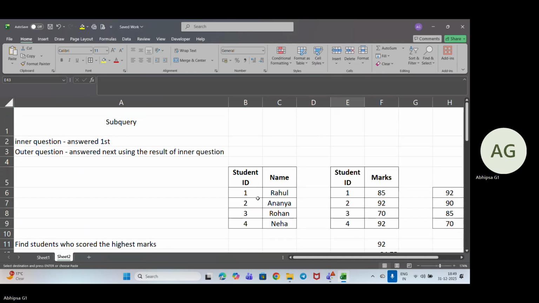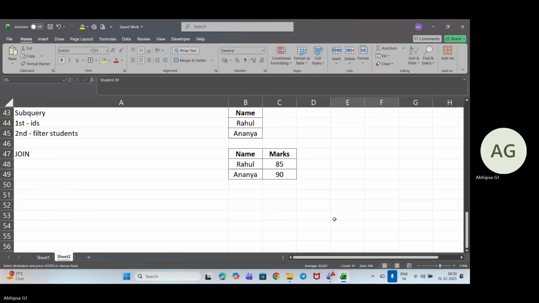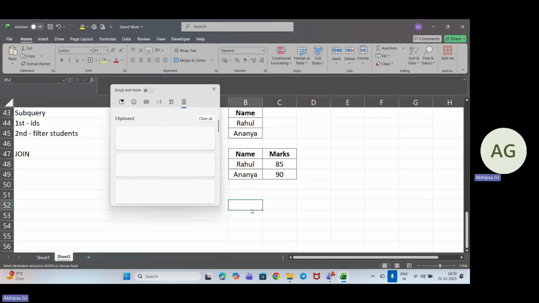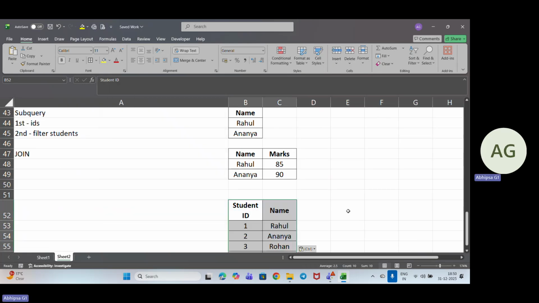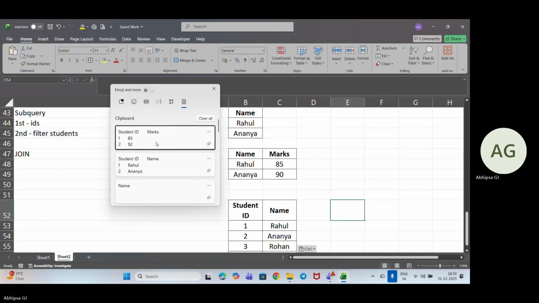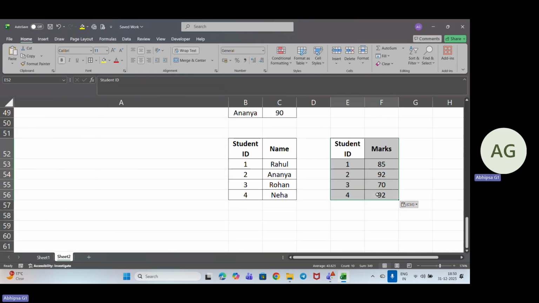So we have taken this table and also this table. We will be taking the tables side by side. Yes, so we have taken the tables. Now we will see how to use EXISTS.